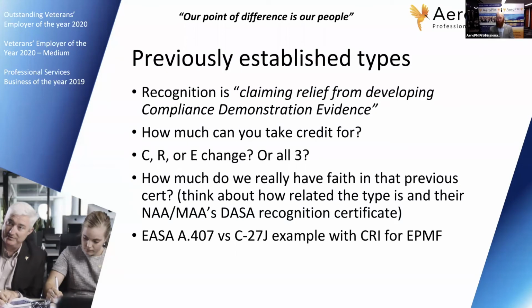The glossy brochure would say it's the same. Now, the base configuration of the RAF C27J and the A.407 type established through EASA, the base configuration is the same. However, similar to the DASA has MCREs, EASA has CREs. They're the same thing, the certification review item.